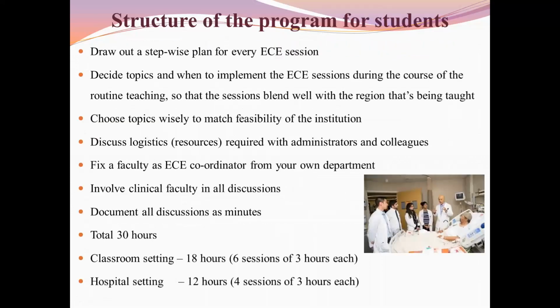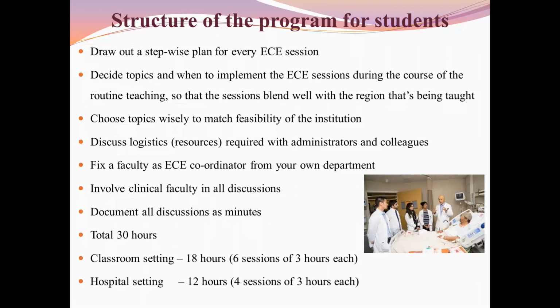The structure of the program for students should be drawn out in a very well-structured and systematic way. Meticulous planning should be done. So you need to draw out a stepwise plan for every ECE session, decide the topics and when to implement the ECE sessions during the course of the routine teaching so that the topics blend well with the region that's being taught then. Choose topics wisely to match the feasibility of your institution.